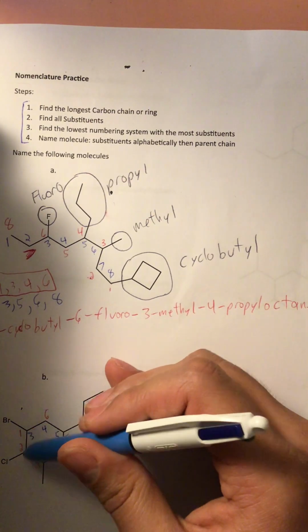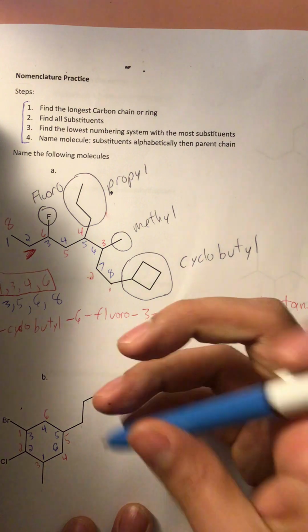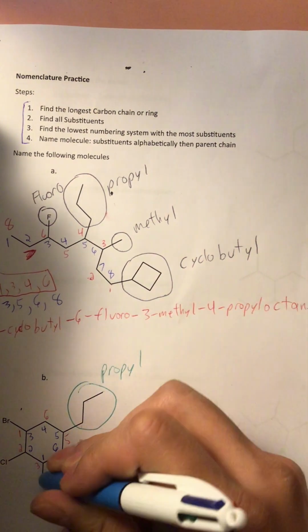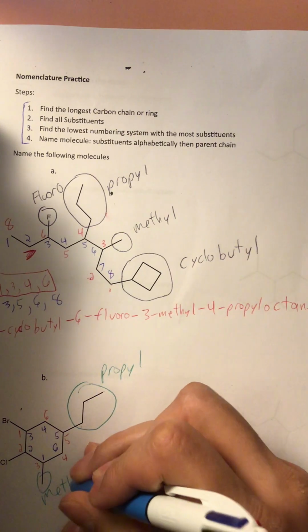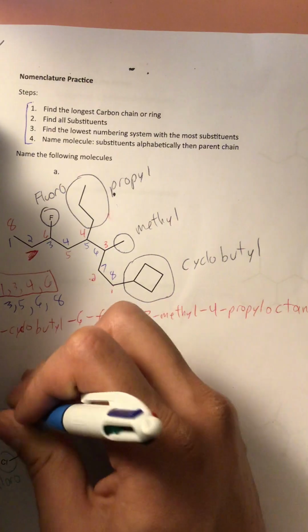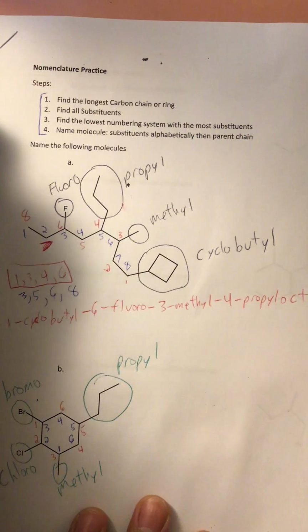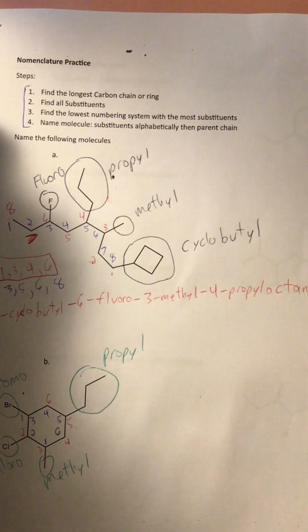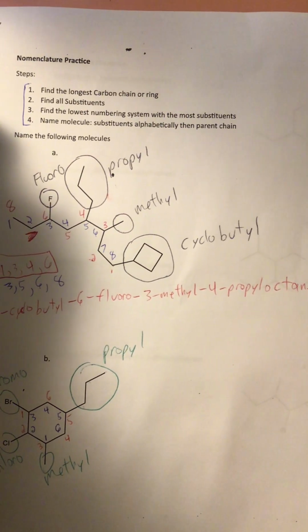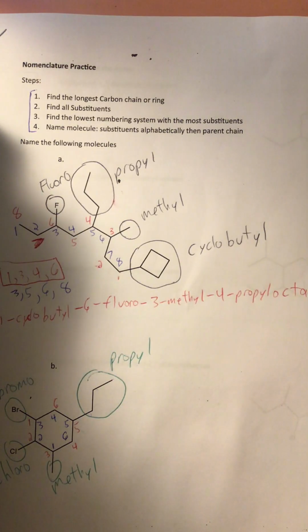Actually, if you look at the numbers, they're going to be 1, 2, 3, and 5. Let's do substituents. I should actually do this the way I taught it. This is going to be methyl, fluoro, bromo. You should be able to see this as octane all the way to the end. You can't see all of it. Okay, good.